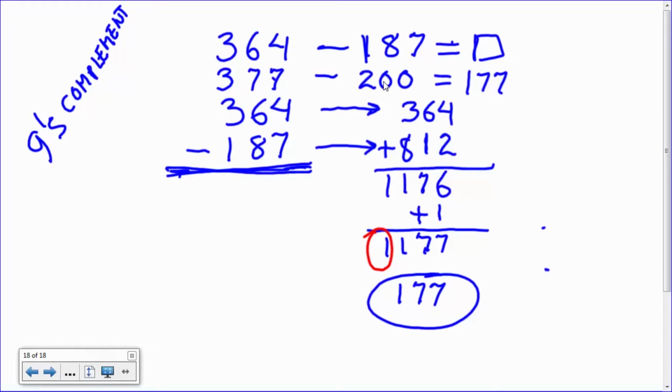So let's go through another process or procedure that illustrates the 9's complement, and then we'll go back and talk about why this strategy works. Why do these steps, why does this process lead us to the correct answer, to the right answer? So let's tackle another problem.